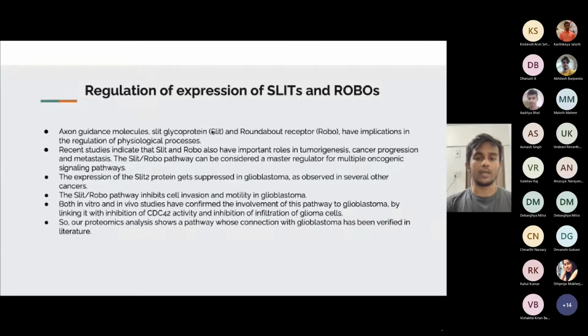Coming on to its effects in glioblastoma, the expression of SLIT2 protein gets suppressed, which also happens in several other cancers. The SLIT protein pathway inhibits cell invasion and motility in glioblastoma, and both in vitro and in vivo studies have confirmed the involvement of this pathway in glioblastoma. According to in vitro studies, CDC42 activity is linked to glioblastoma, and there is inhibition of CDC42 activity. In in vivo studies, it is the inhibition of infiltration of glioma cells.